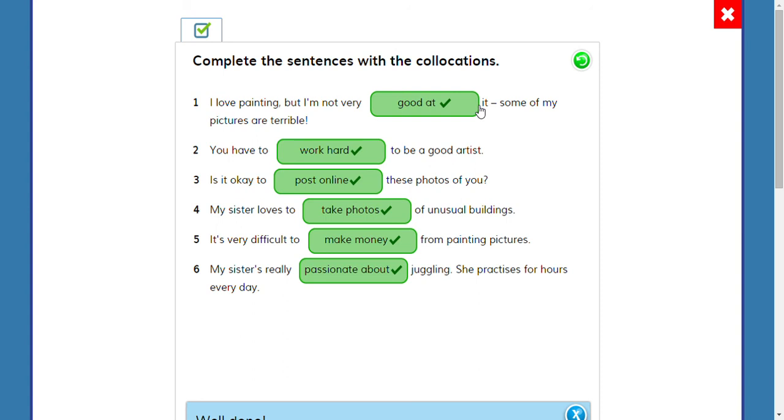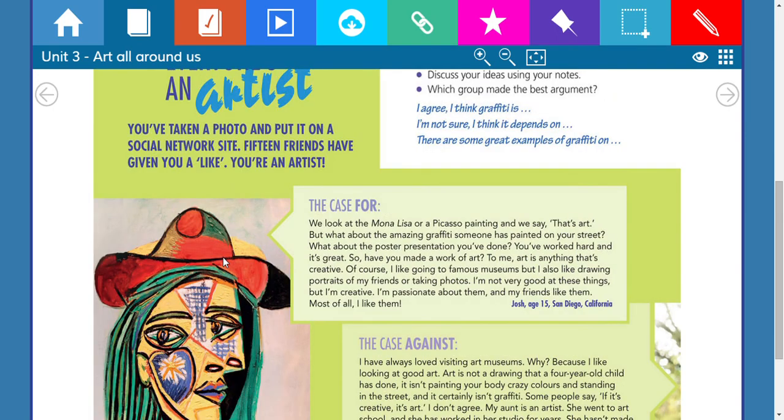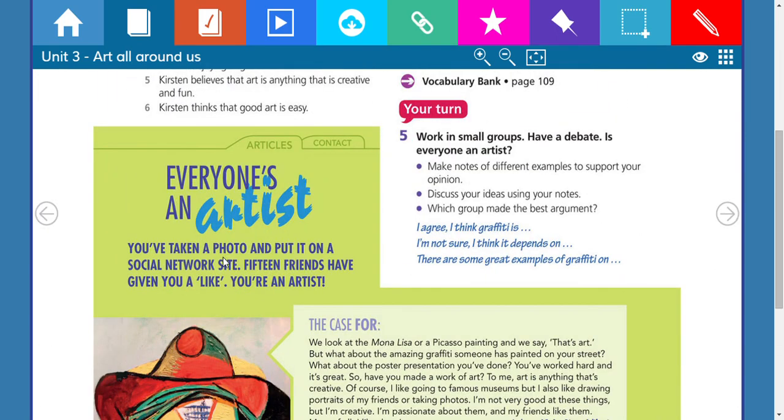You can continue working. Okay. Work in small groups. Have a debate: is everyone an artist? Okay. So here you are going to work on this, and we're going to create a debate. For example, Cañete versus Ica, it's a possibility, or between students. Make notes of different examples to support your ideas. Why? If you are in the case for, why?